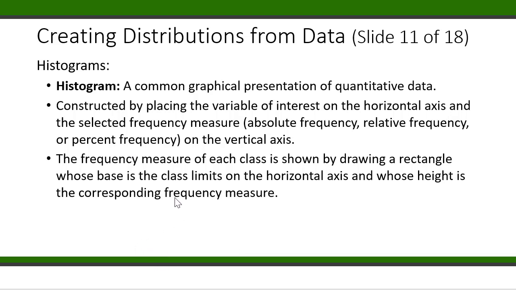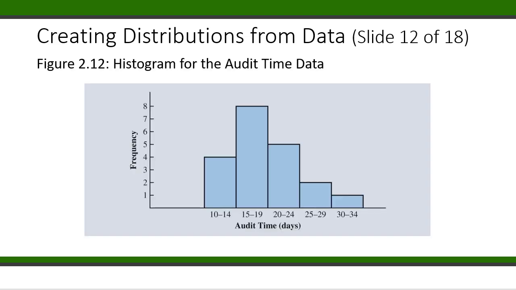All right, so the frequency measure of each class is shown by a rectangle, and the base is the class limits or the bin size, like I was saying, and the height corresponds to the frequency. So we've got some examples coming up. Here's an example of this. This is in your book. The class with the greatest frequency is shown with this one right here, with the bin or size of 15 to 19 days and a frequency of about 8.